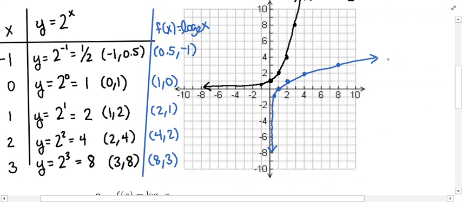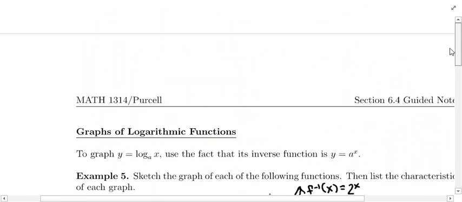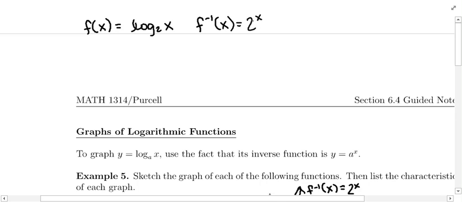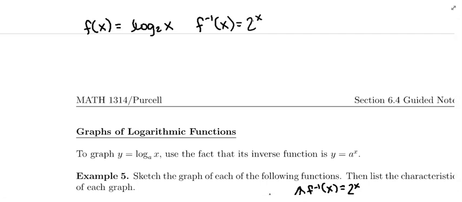Okay, so this blue graph is the function f of x is equal to log base 2 of x. That's all you have to do to graph a basic logarithmic function. So like I said, we were trying to graph log base 2 of x. What we did was start with the inverse function, which is the exponential function of the same base. Once you have points on that graph, you just switch x and y to get points on your logarithmic graph.